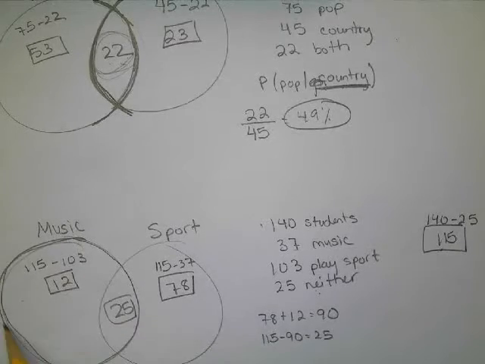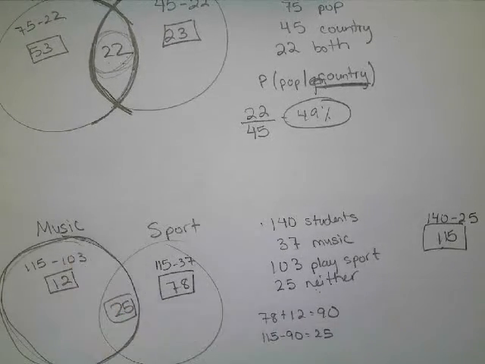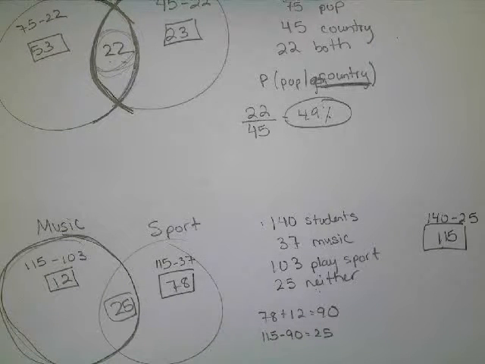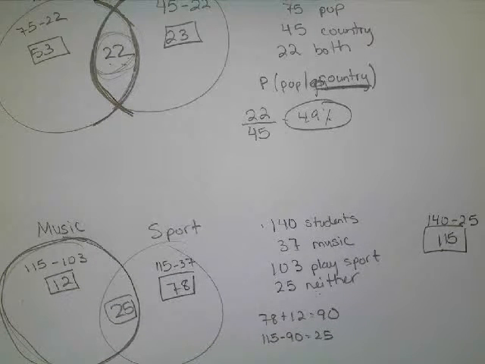So I'd have to add up the 25 and the 12, which would be 37 people out of 140, because again I have 140 students. So I'm not accounting for just what's in the circles here. It said the probability of all the students. So 37 out of all 140 students study music or listen to music.